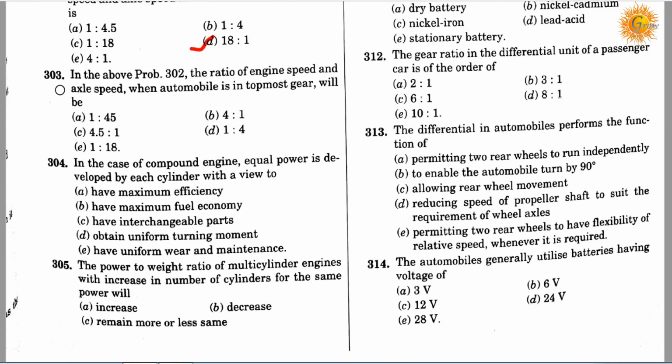Question number 303. In the above problem 302, the ratio of engine speed and axle speed when the automobile is in topmost gear will be: option A, 1 to 4.5; option B, 4 to 1; option C, 4.5 to 1; option D, 1 to 4; option E, 1 to 18. So the correct answer is B, it will be 4 to 1.